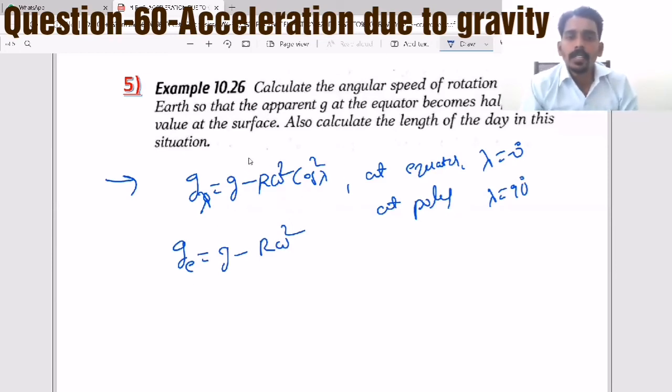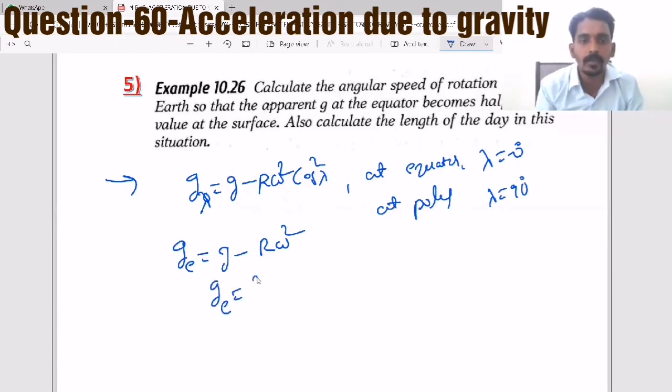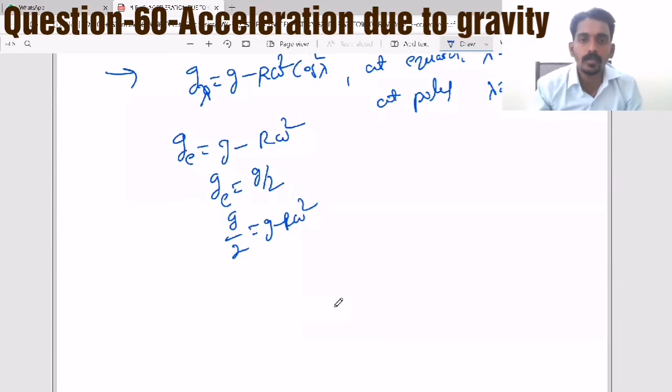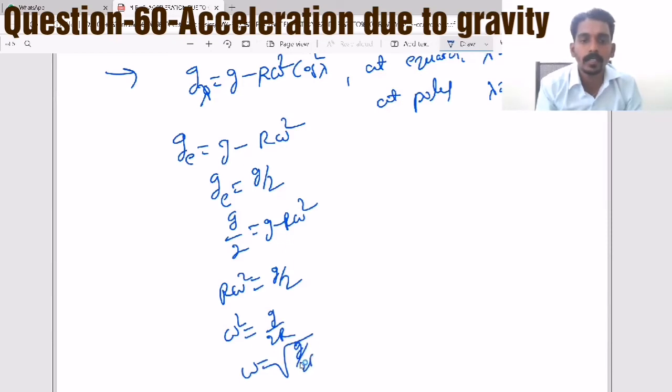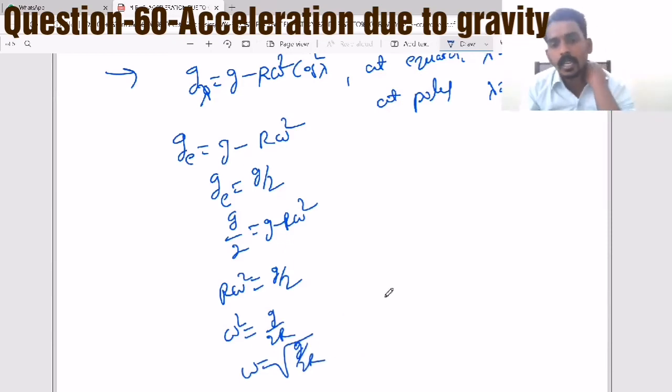Calculate the angular speed of the Earth so that apparent G at equator becomes half of its value at the surface. That means G at equator should become half, G by 2. So G by 2 equal to G minus R omega square. So that here R omega square will become G minus G by 2, G by 2. So omega square equal to G by 2R. Now omega equal to under root G by 2R.